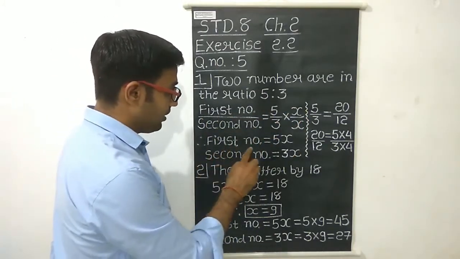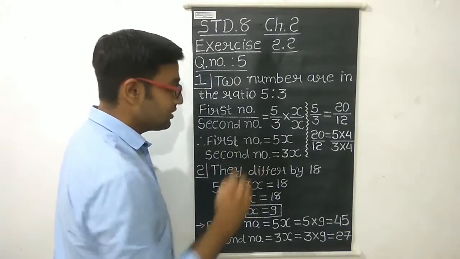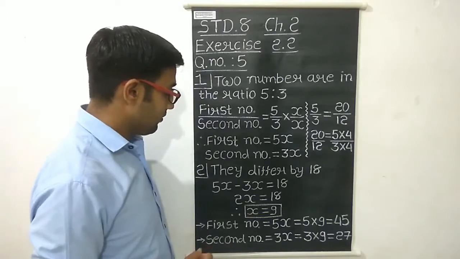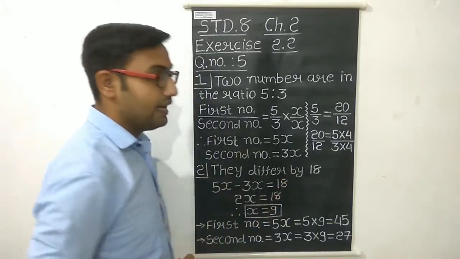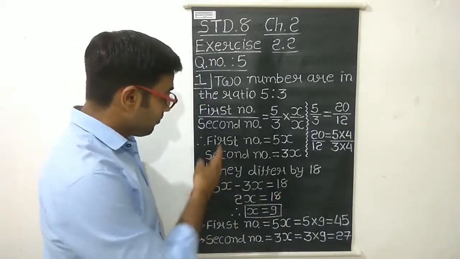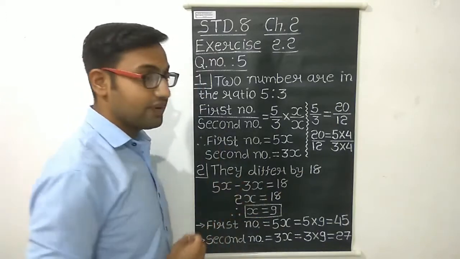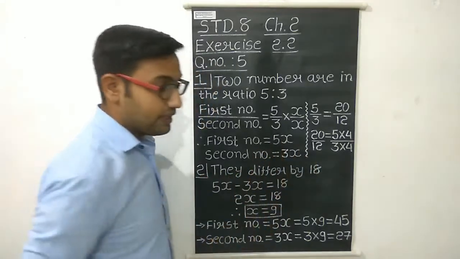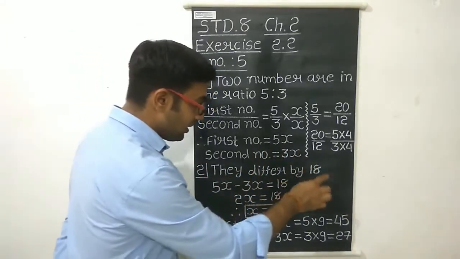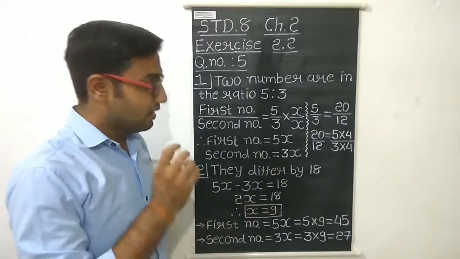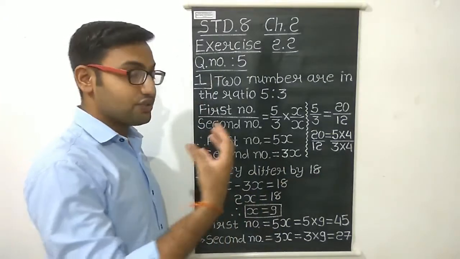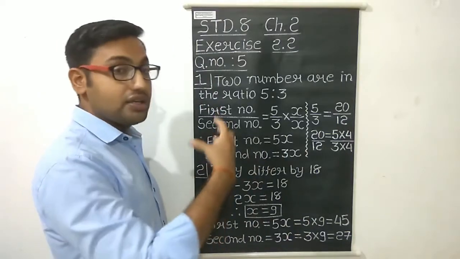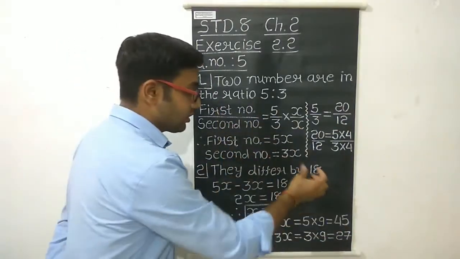See, first number is equal to 5x and second number is 3x. Okay, so now one condition is also given, that they differ by 18. They means both the numbers. Differ means the difference. The difference of the two numbers is equal to 18. Now this 18 is positive. That means we have to subtract the smaller number from the greater number. We have to take the greater number first, subtract the smaller number, and the result is equal to 18.